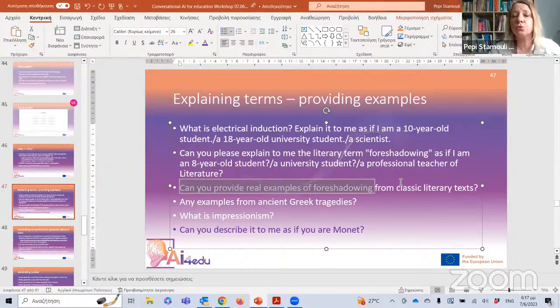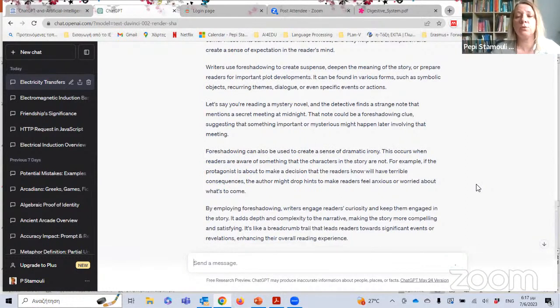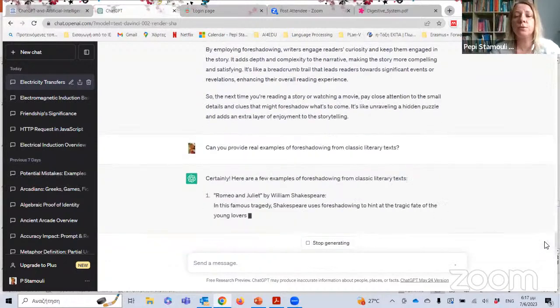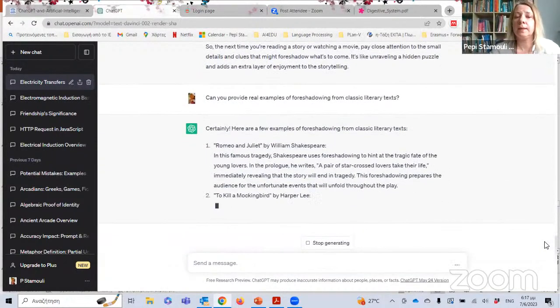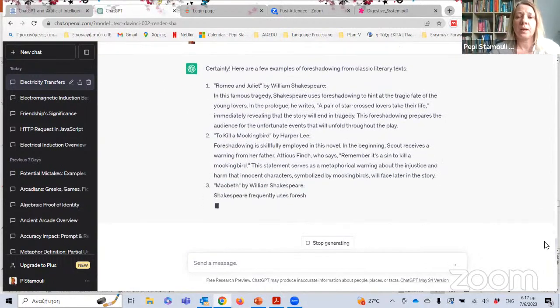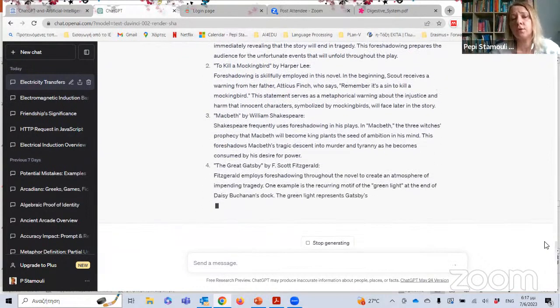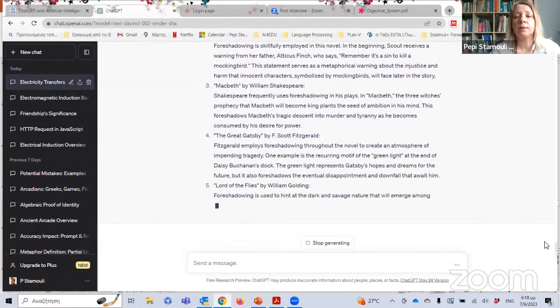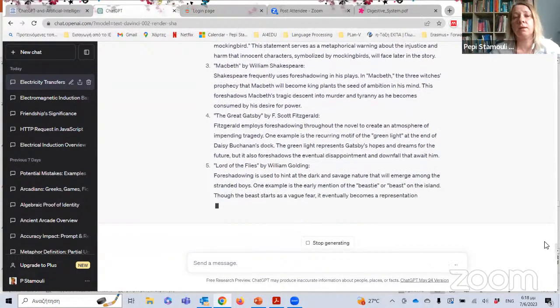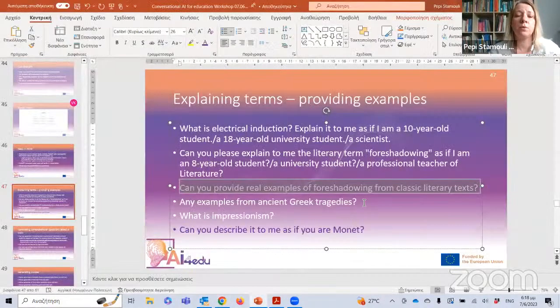Of course, I can ask it to provide real examples of the foreshadowing technique from classic literature. So I get as many examples as I want. I can restrict the number of examples or ask for more than these that I am getting. We have several classic literary texts, and I want some more examples from ancient Greek tragedies.